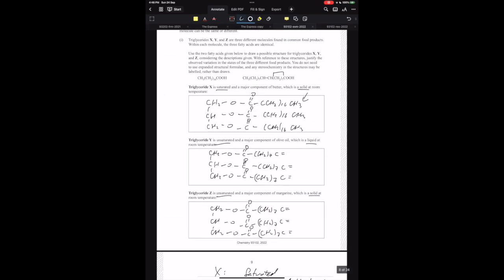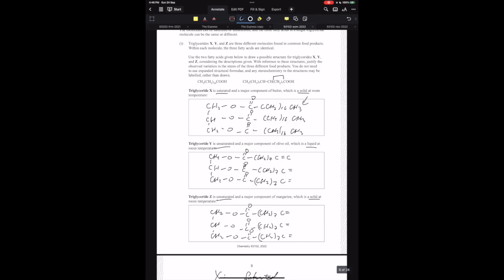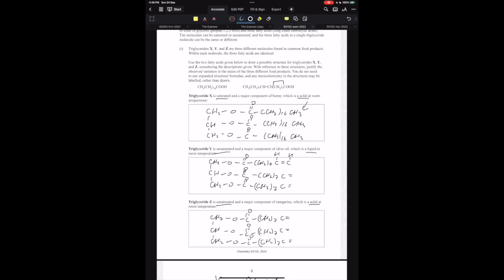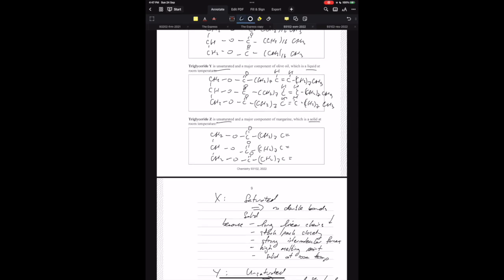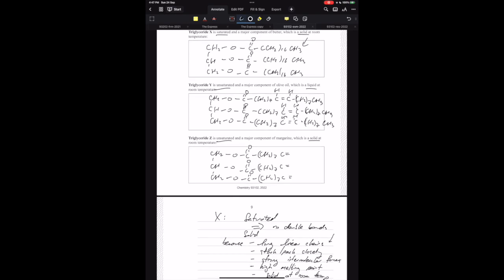So we can draw this out. So the H's would be on the same side because it's cis, and then we have the rest of the molecule here. So CH2, and then 7 times, and then CH3. So we can do that 2 more times. CH2 7 times, CH2 7 times, CH3, CH3. And then the opposite would then be true for the triglyceride Z. So you would have a trans isomer.